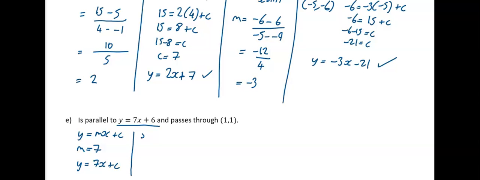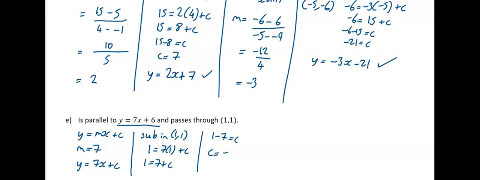What we must do then is sub in the point which is (1, 1). So 1 is equal to 7 times 1 plus c. So 1 is equal to 7 plus c, which means 1 minus 7 is equal to c, which means your c is equal to minus 6. And your last line, rewrite your equation, y is equal to 7x minus 6, and give a wee tick. That is correct.